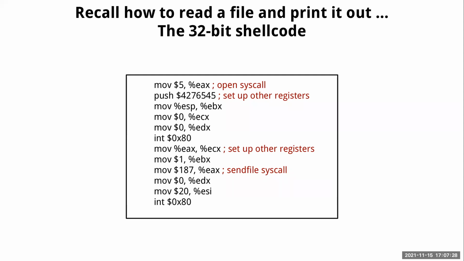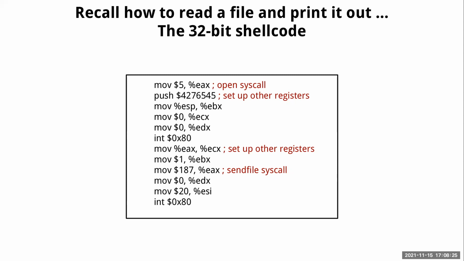Okay, so how do we approach this? How do we develop a ROP chain or ROP shellcode to hack this victim program? Let's first think about how we read a file and print it out. This is a shellcode we developed in our shellcode class. To read a file and print it out, the easy way is you just need to make 2 system calls. The first one is the open system call with system call number 5. This one is actually 32-bit, but the idea applies. Then you do a sendfile system call. That one has a system call number 187.